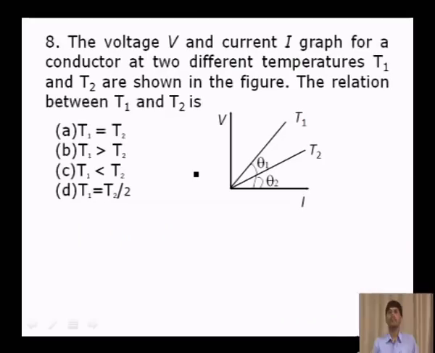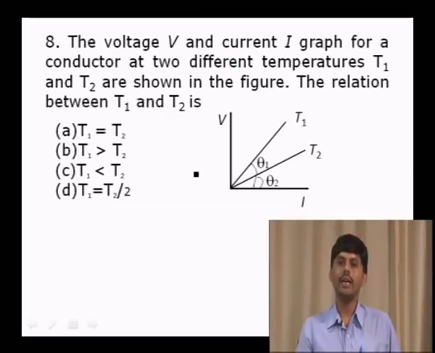Question number 8. The voltage V and current I graph for the conductor at 2 different temperatures T1 and T2 is as shown in the figure. The relation between T1 and T2 is: option A, T1 is equal to T2; option B, T1 greater than T2; option C, T1 less than T2; option D, T1 is equal to T2 by 2.